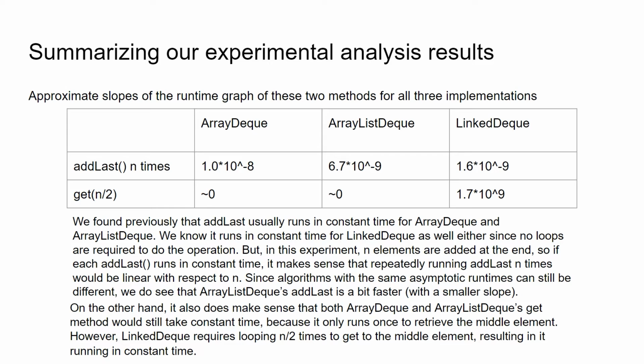It does also make sense that both ArrayDeque and ArrayListDeque's get method would still run in constant time, because it's only being called once in this test to retrieve the middle element. So it makes sense that it wouldn't depend on the size. It would always take the same amount of time, no matter what the size of the array is. However, LinkedDeque's get middle operation would require actually looping to the middle element, which would cause it to have a non-zero slope, as you see here.